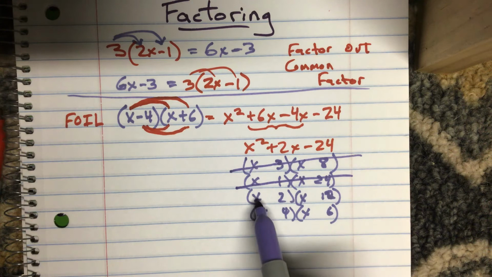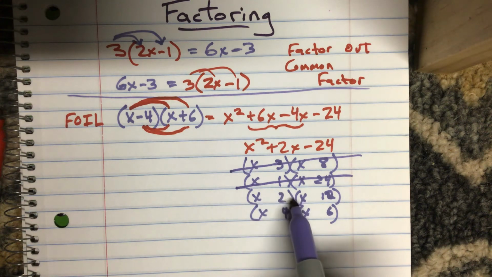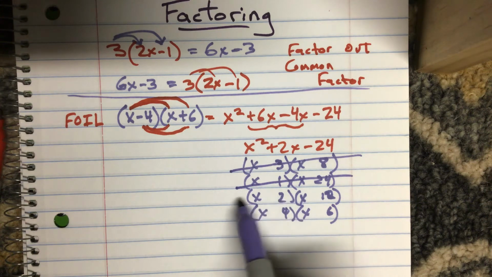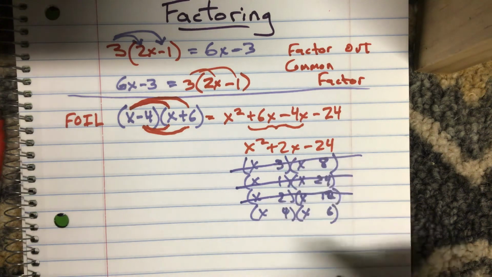This is 12 times x, which is 12x, and 2 times x, which is 2x. Together, 12x and 2x makes 14 if you add it, 10 if you subtract it. That's not going to work.